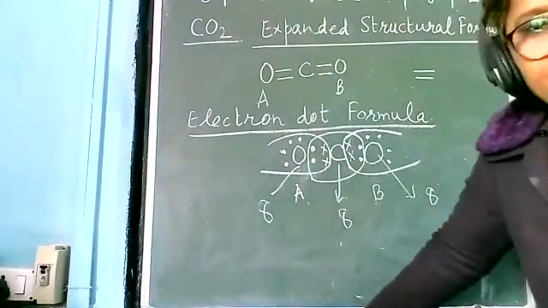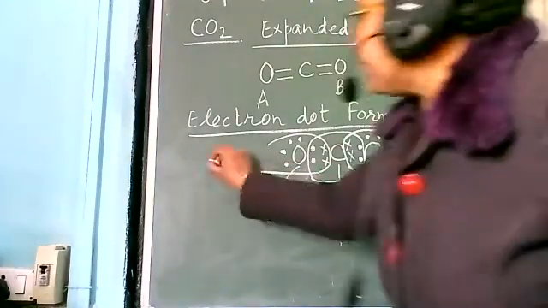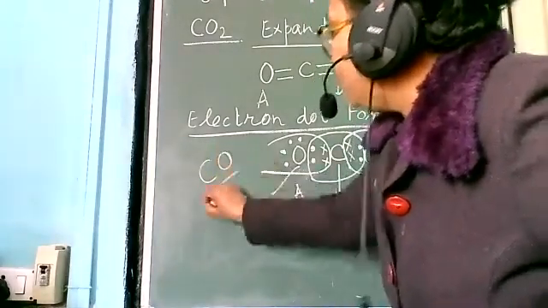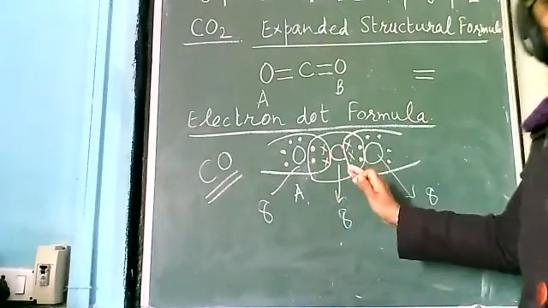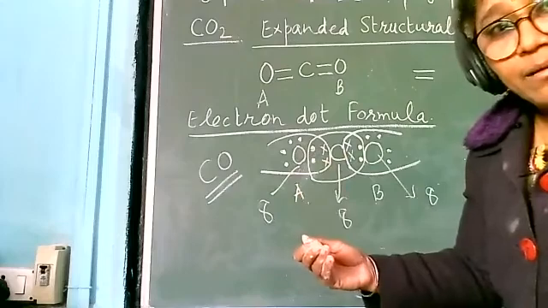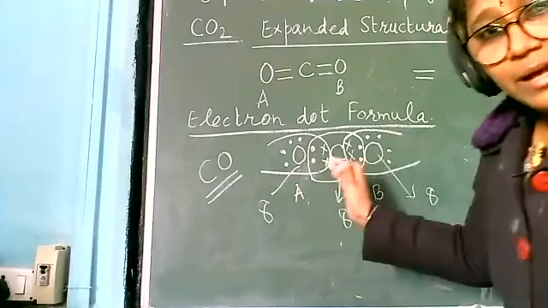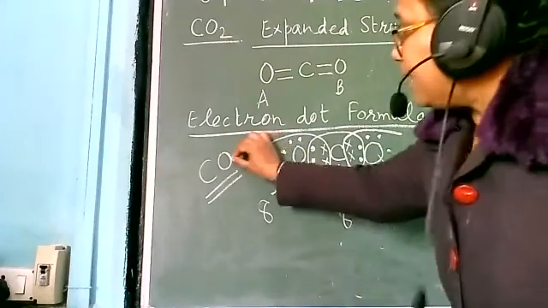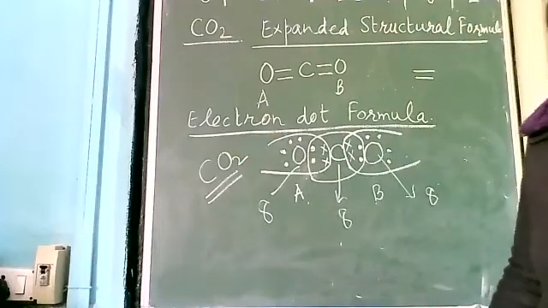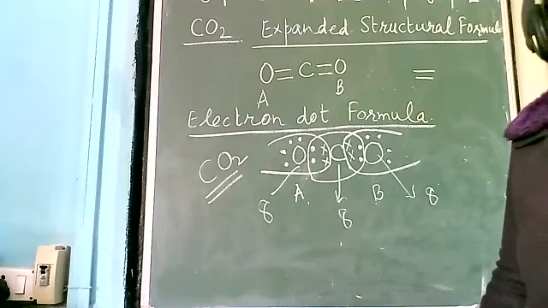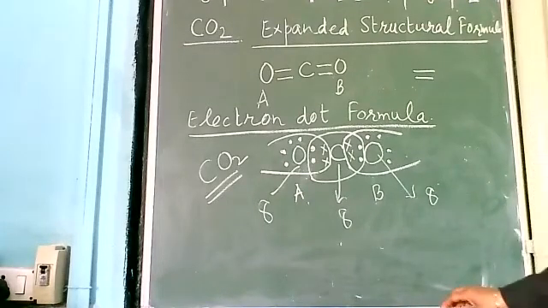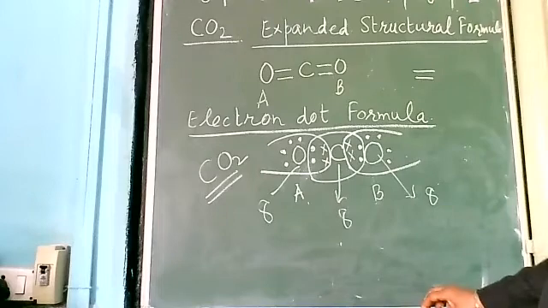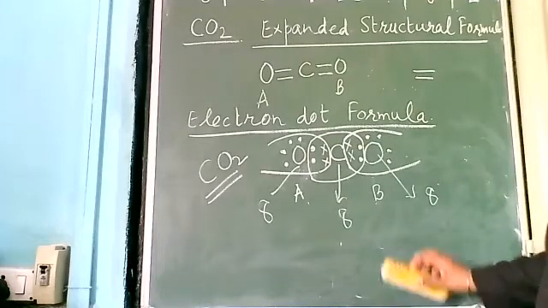In chapter 15, we discussed that carbon monoxide is an unstable molecule. Why? Because one oxygen, only one pair it has gained. One more is required. So what it does? It combines with another oxygen atom and forms carbon dioxide, which is rather more stable. Clear? Any doubt? Shall we move forward?